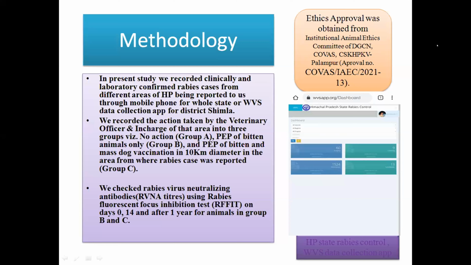In this study, we did proper surveillance over the last 1 year. We reported 17 rabies cases, and in every case we checked the action taken by the in-charge of that institution in Himachal. In group A, no action was taken. In group B, post-exposure prophylaxis of the bitten, and in group C, PEP along with mass dog vaccination in a 10 to 15 kilometer diameter of that area. So we checked the RVNA titers.